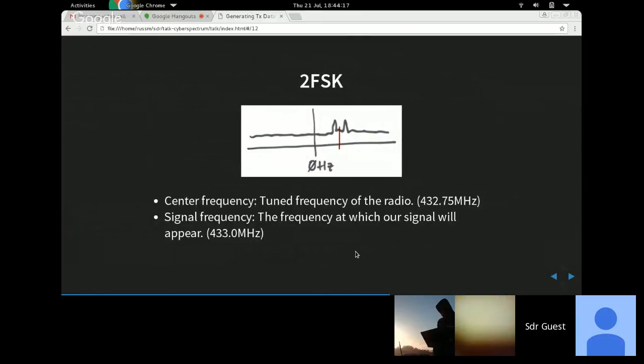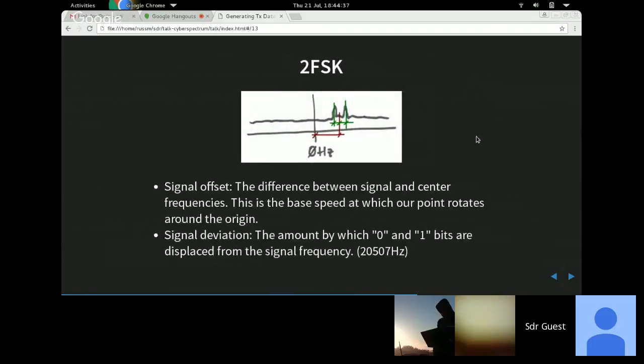The center frequency is the tuned frequency of the radio. For 2FSK data, you'll see a couple of peaks offset from that for the 0 and 1 bits. The signal frequency is the center of that double peak pattern. Signal offset is the amount we're offset from the transmission frequency of the radio.